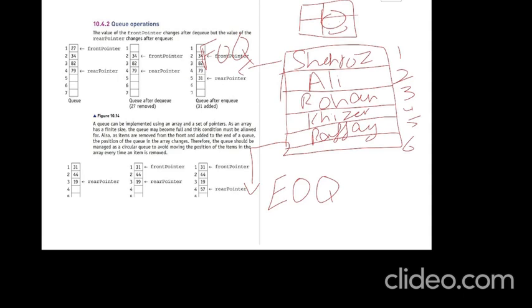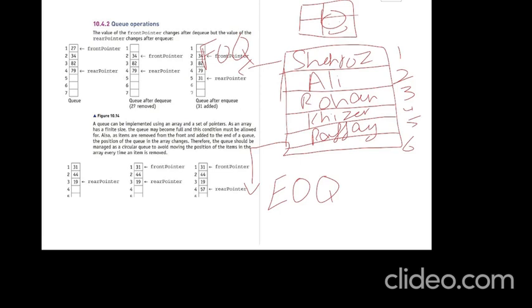So now, if I want to add another person, I will not add them at the front of queue, I'm going to add it to the end of the queue. The reason is because it works in first in, first out manner. Obviously, Shiroz, Ali, Rohan, Khizar, Rafi, they all are waiting for their task to be completed, their bill submission, they all are waiting.